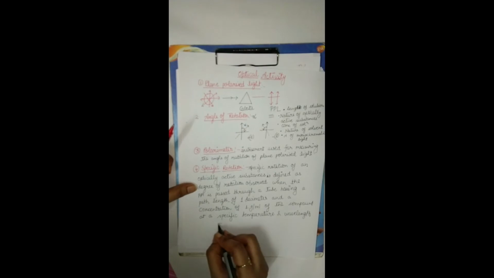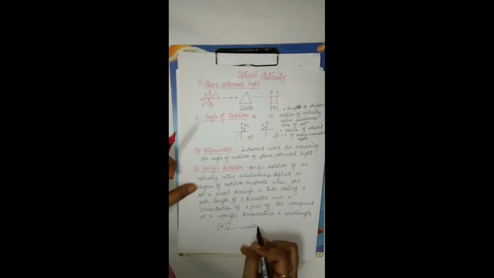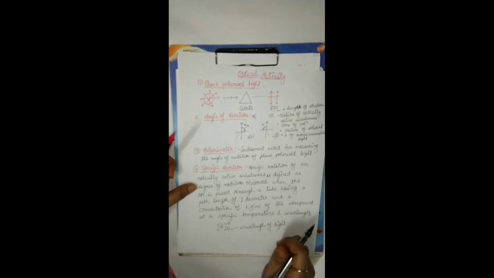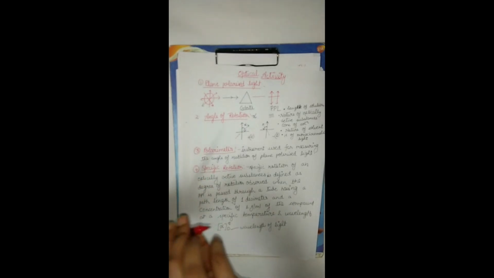It is written as alpha D. T is the temperature. D is the wavelength of light used. Usually the D line of sodium having a wavelength of 589.9 nanometer is used as the source of monochromatic light. Okay, this is the specific rotation. We can write the formula also.